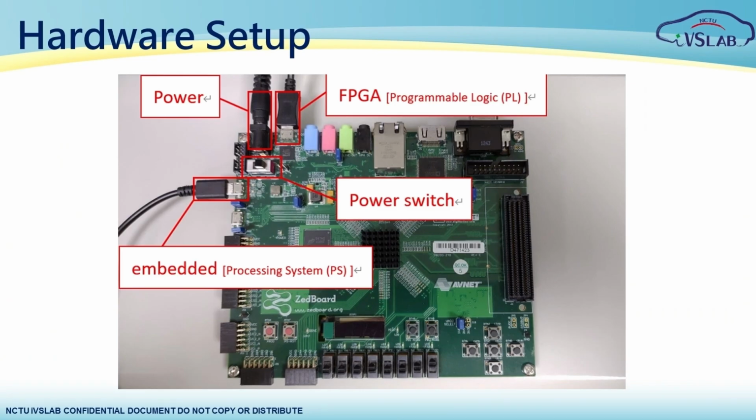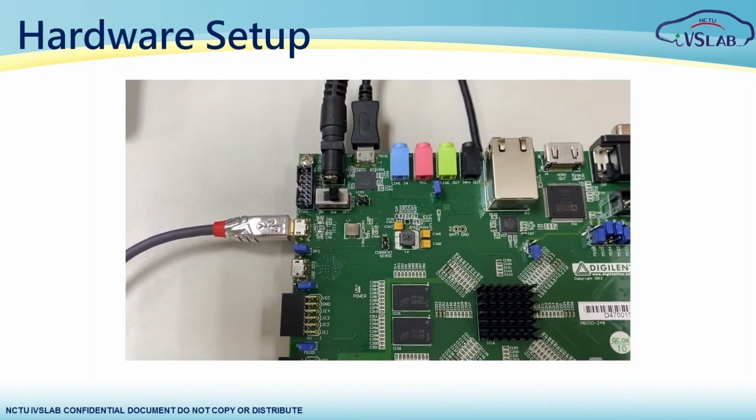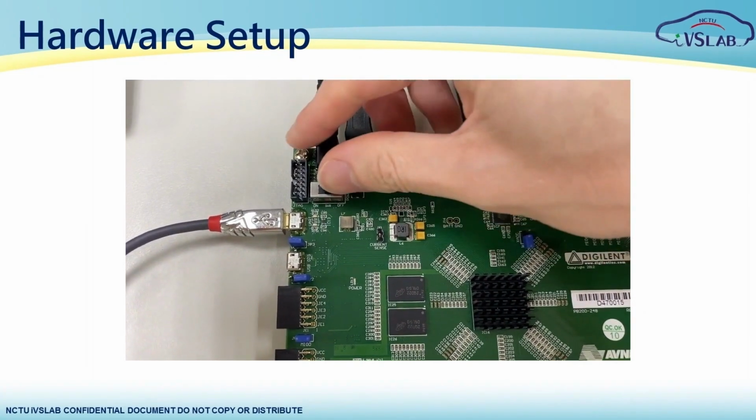Once you've entered the workspace, please follow the diagram to connect the ZedBoard using cables and turn on the physical power switch. At this moment, the green power LED will light up.